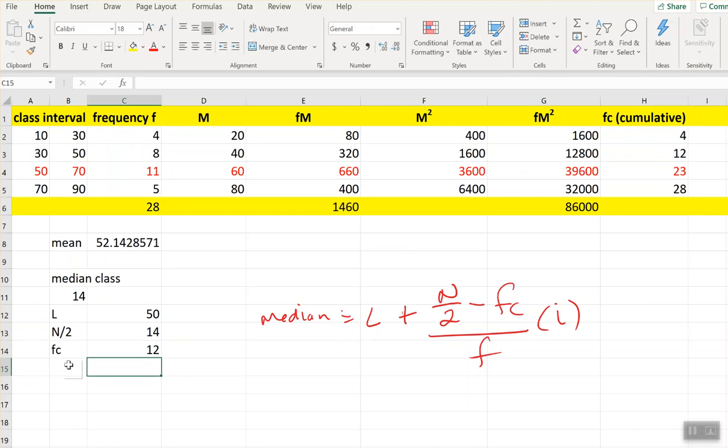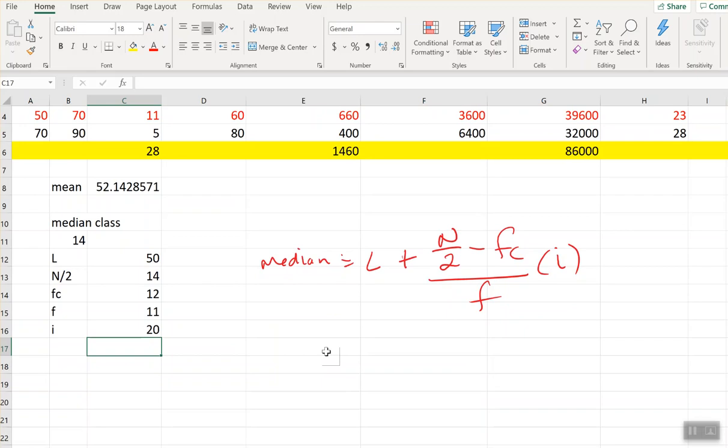I need F. It's the frequency of the median class. The median class is here in red, so the frequency must be 11. I then need I. I is the width of the median class, how wide it is. So that's 70 minus 50. It's the same for every class. 20. So I have everything I need now to compute my approximate median.